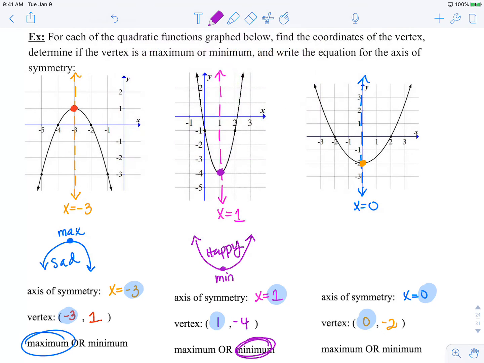And once again, this parabola is a happy parabola because it opens up. So the lowest it goes is its vertex, or its minimum.